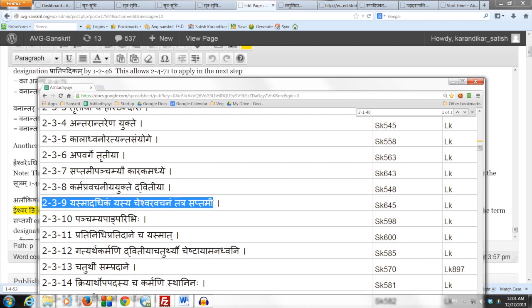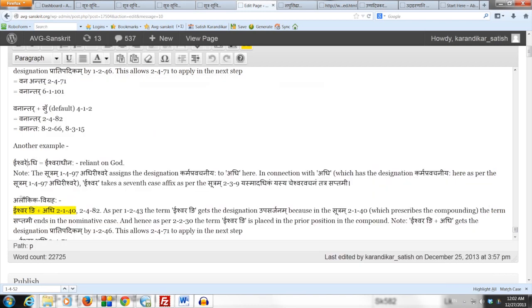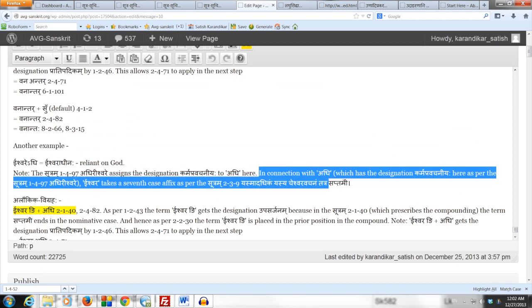But now this Sutram is saying that in connection with a karma pravachaniya, a pratipadikam takes a seventh case affix if it denotes that compared to which something else is greater, or if the pratipadikam denotes the sense of master of. Here we have Ishvara as the pratipadikam. It is conveying the sense of master of. Hence it takes the seventh case affix in connection with Adhi, which has the designation karma pravachaniya here.